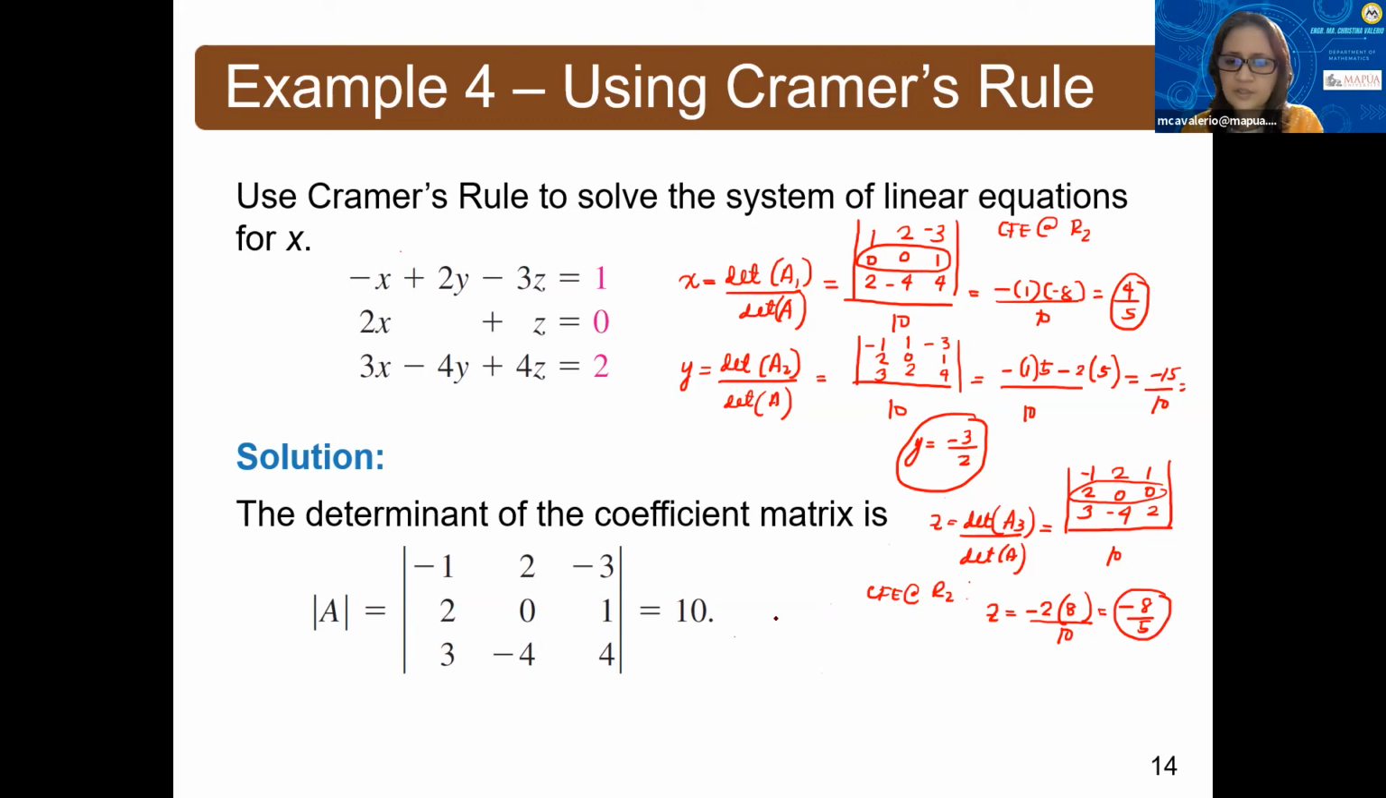So the solution is given by 4/5, negative 3/2, and then negative 8 over 5. Now, I can try to check if this answer is correct by substituting it into the system of equations.